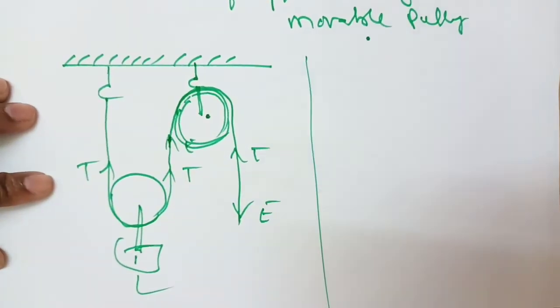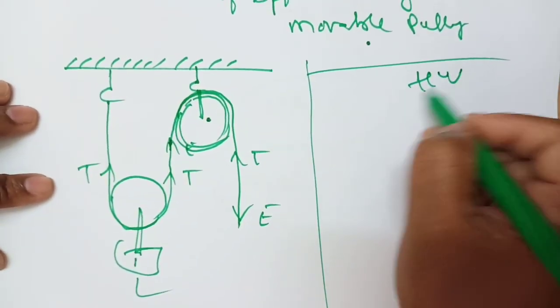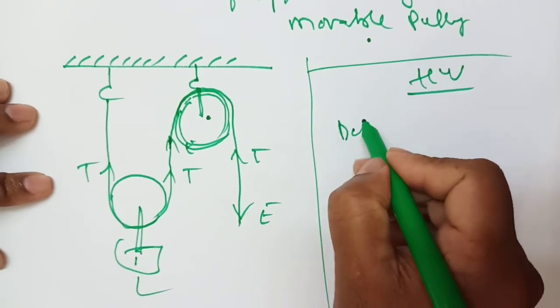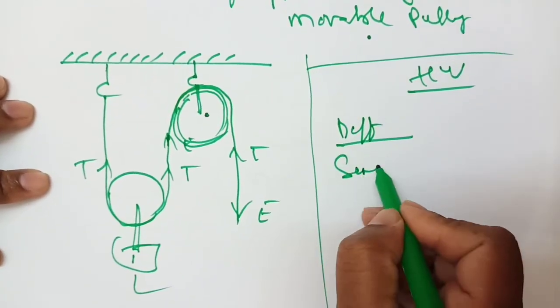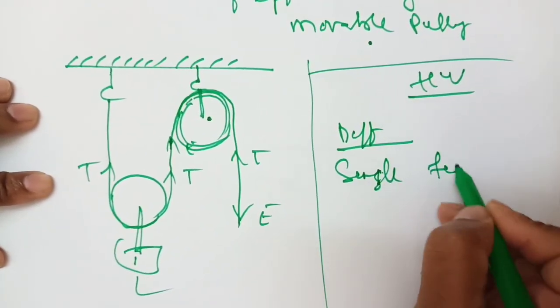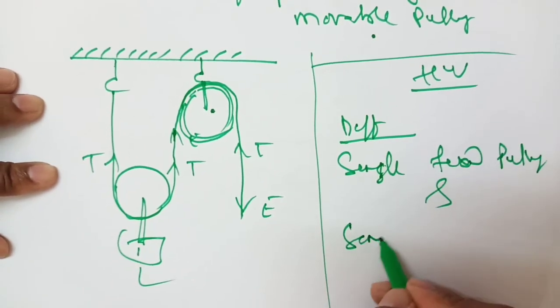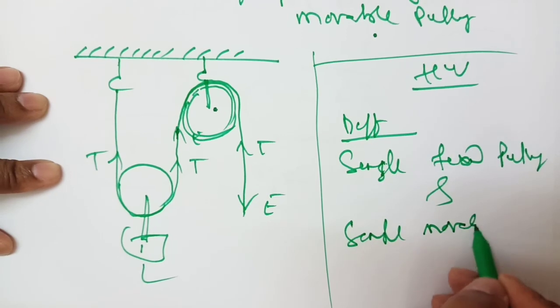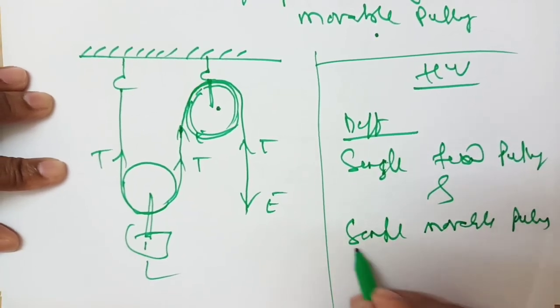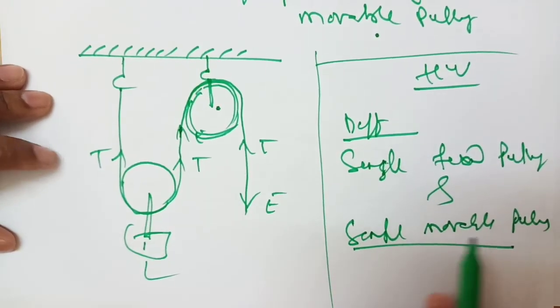Okay, next, homework for you. You have to write the difference between a single fixed pulley and a single movable pulley. I have told you already.